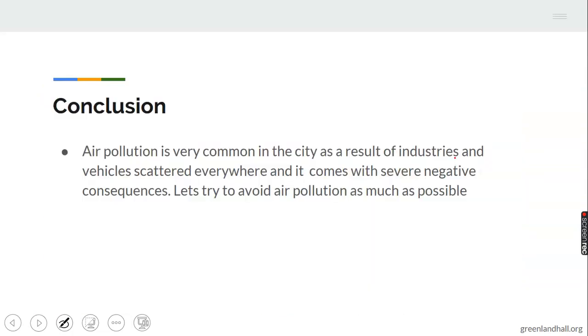Now, in conclusion, air pollution is very common in society, especially in cities, as a result of industries and vehicles scattered everywhere, and it comes with severe negative consequences. Yes, because we have a lot of companies and industries producing different kinds of things, especially in Lagos and cities around, we have different common cases of air pollution, but we should be aware that there are severe negative consequences attached to them as well. So let us try to avoid air pollution as much as possible.